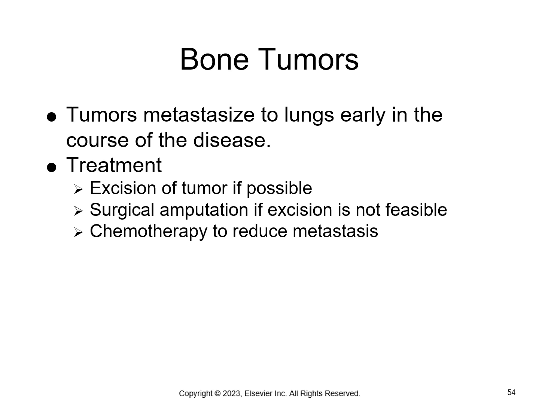Because these tumors can metastasize to the lungs early in the course of the disease, we're a little aggressive with treatment when possible. So we may remove the tumor if possible by excising it. We can do surgical amputation if the excision is not feasible, or we may have to do chemo to reduce the metastatic activity of the tumor.